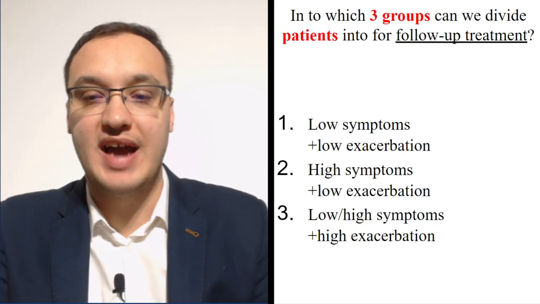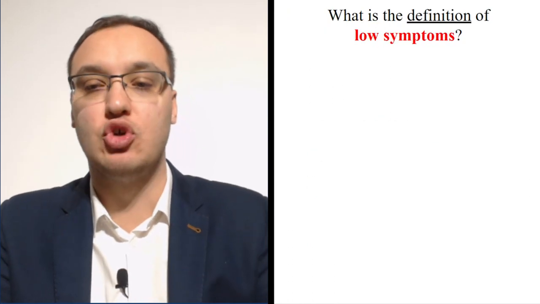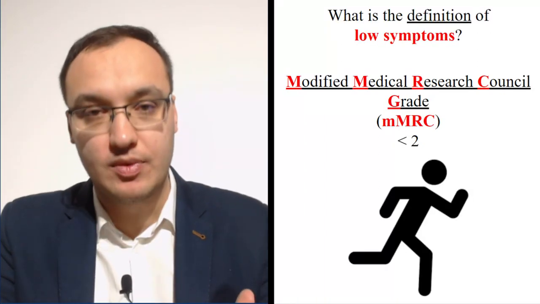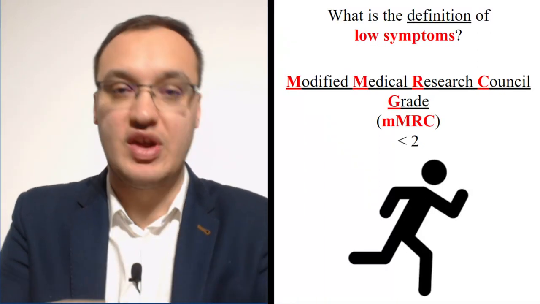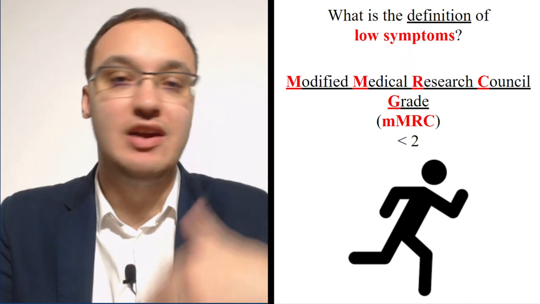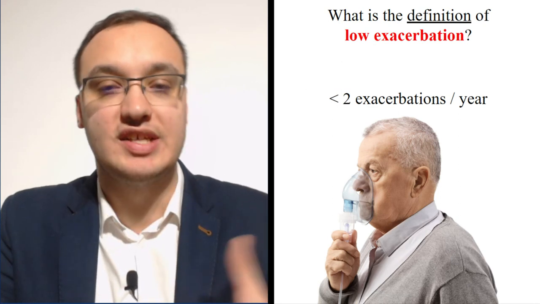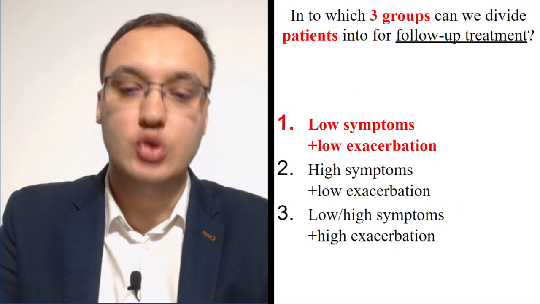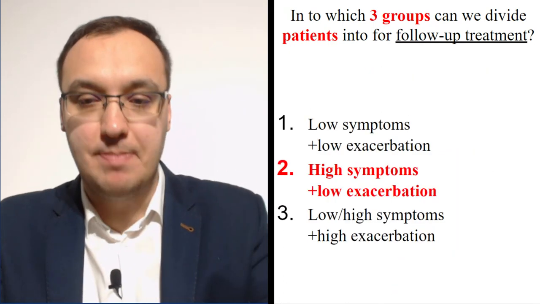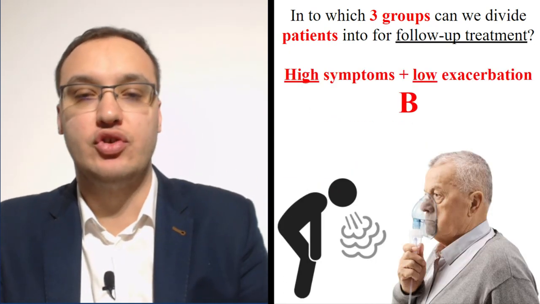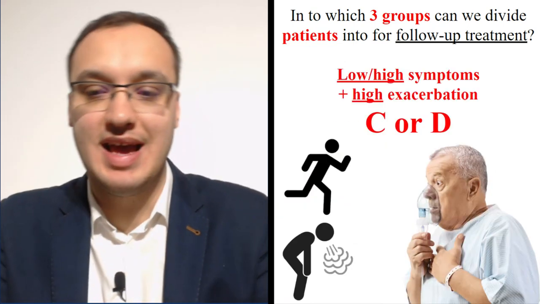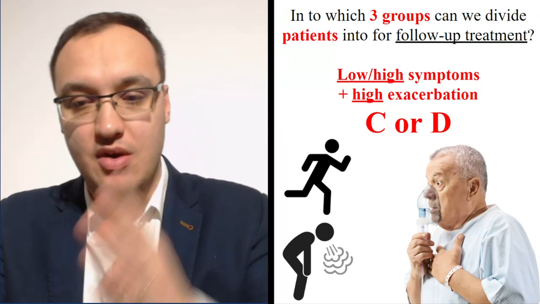And then we will divide the patients into groups. We have low symptoms, and we said the definition of low symptoms was fewer than two symptoms, meaning he can do strenuous activity and walking uphill or upstairs and so on. And low exacerbation means less than two per year. Low symptoms and low exacerbation, we group into group A patients. So this is group A. High symptoms, low exacerbation is group B patients. High symptoms plus high exacerbation is group C or D.